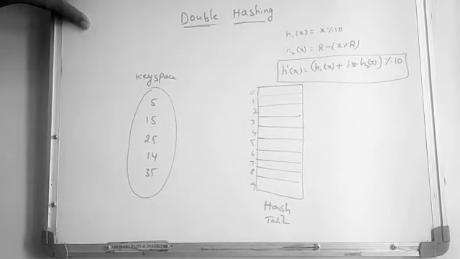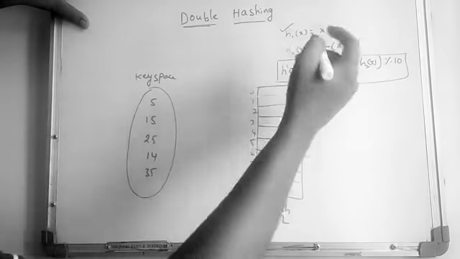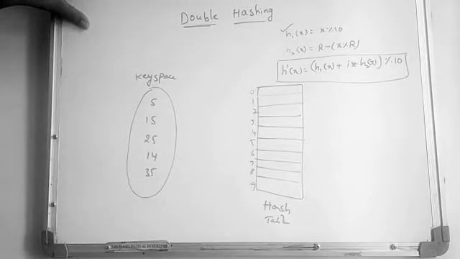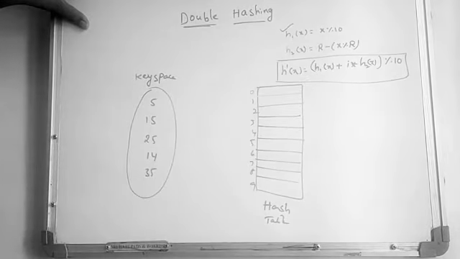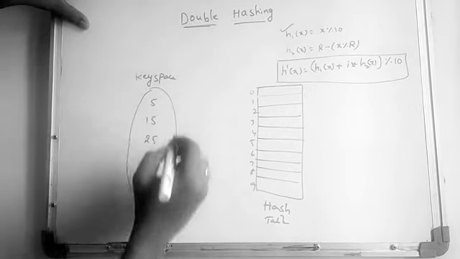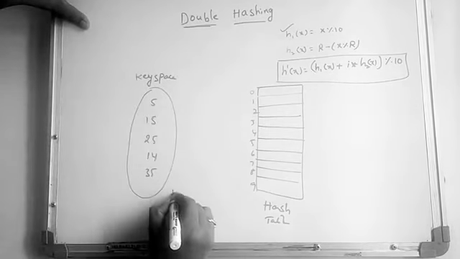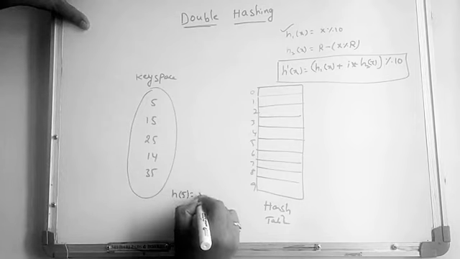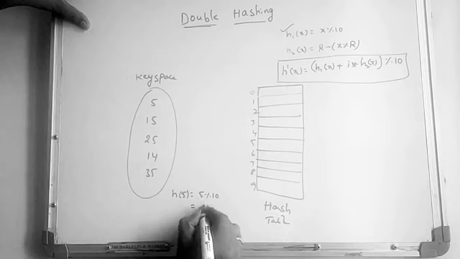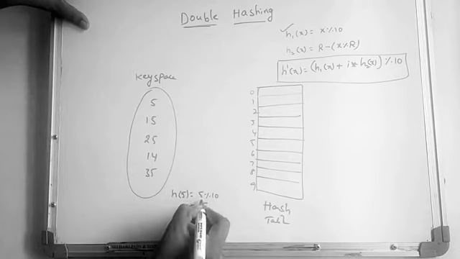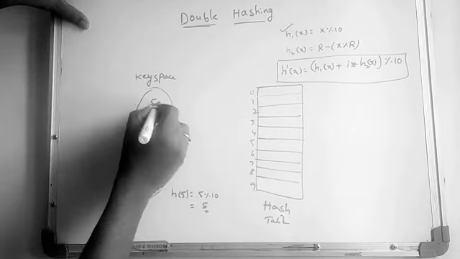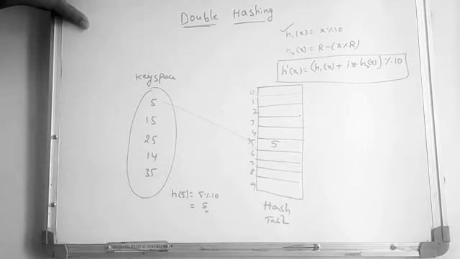Now first you apply the h1 function. If there is no collision, this is the final function. If h1 has any collision problem, go for h2, and then finally you have to find this expression. So h of 5 is 5 mod 10. What is the remainder? 5. Because this value is less than the divisor, the value is the same. That is the output, so we store it at index 5.